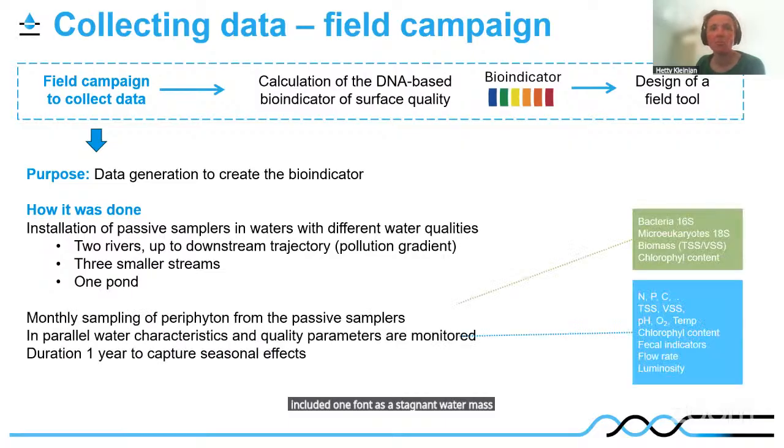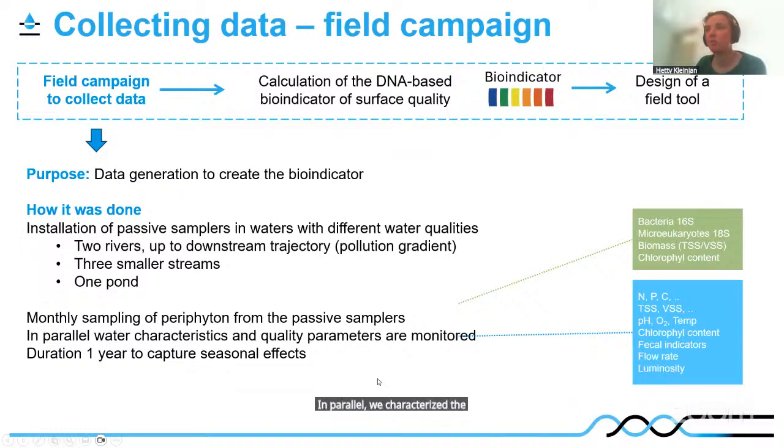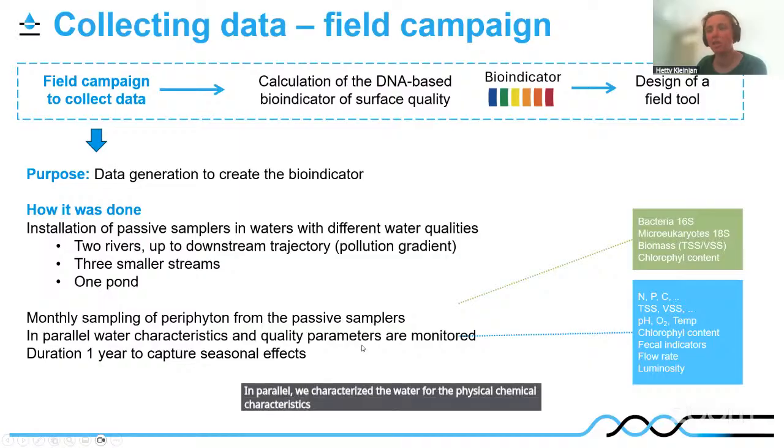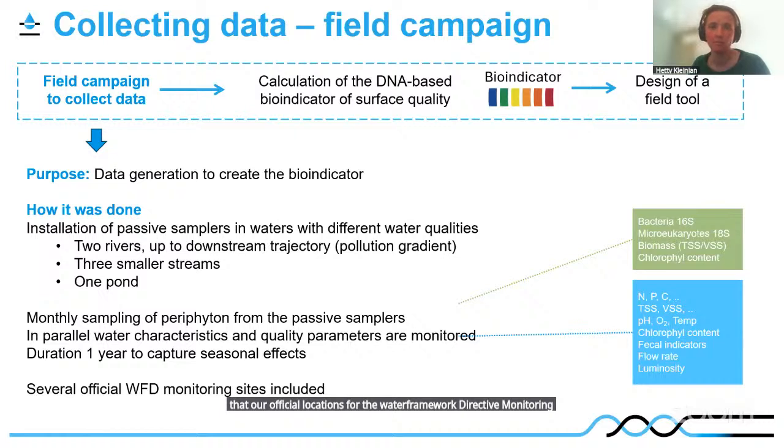There was a monthly sampling campaign where we manually scraped off the periphyton from the passive samplers that we installed. In parallel, we characterized the water for the physical-chemical characteristics, and we calculated water quality indices. We did this for one year to also capture seasonal effects. And among the sites, there were also several sites that are official locations for the Water Framework Directive monitoring plan.